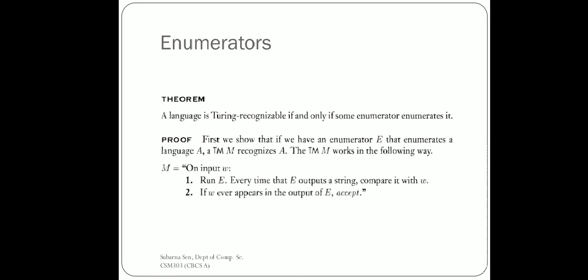So how are we going to prove this, right? First we will show that if we have an enumerator E that enumerates a language, say A, then a Turing machine M recognizes it. So in this scenario, firstly we are giving a language A to the enumerator E, and it can enumerate that language, right? And if my Turing machine M can recognize that language A, how is it going to work?